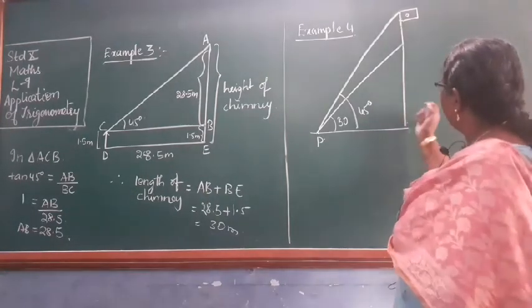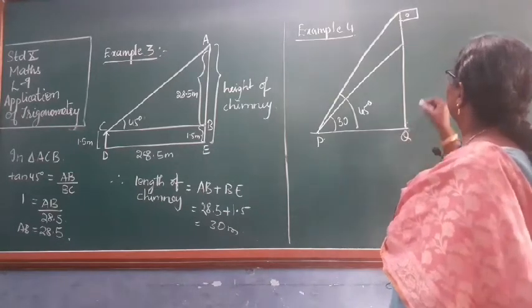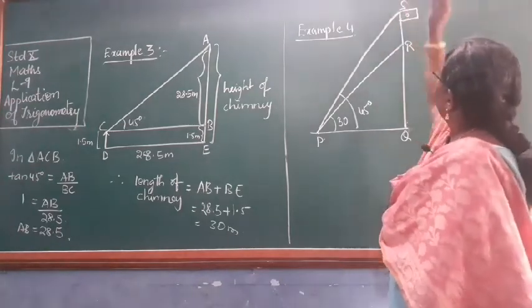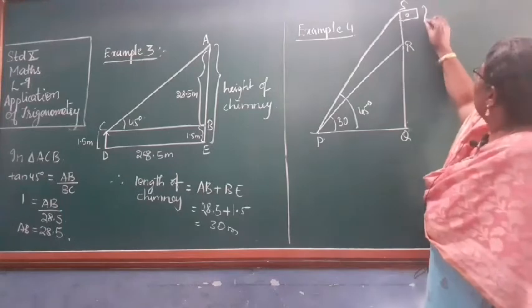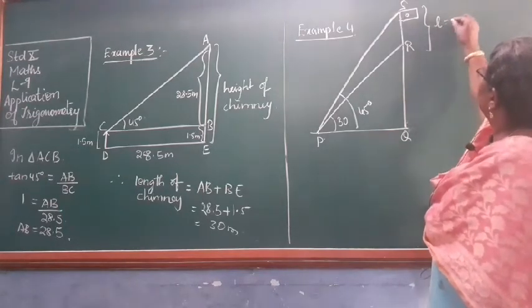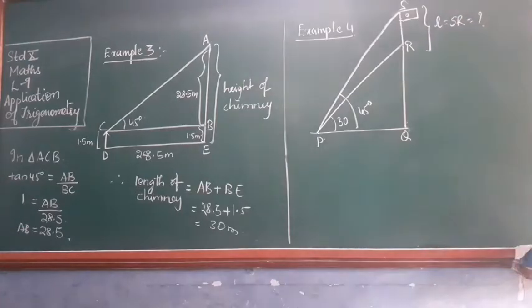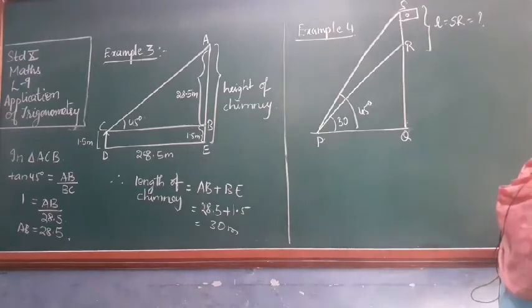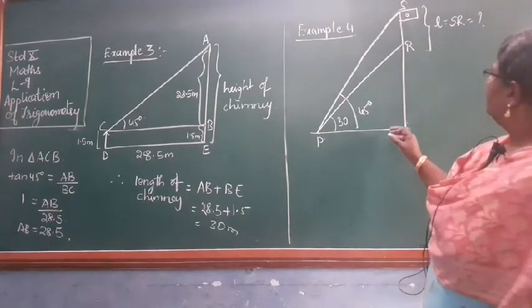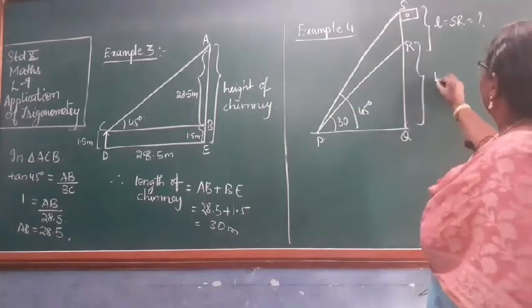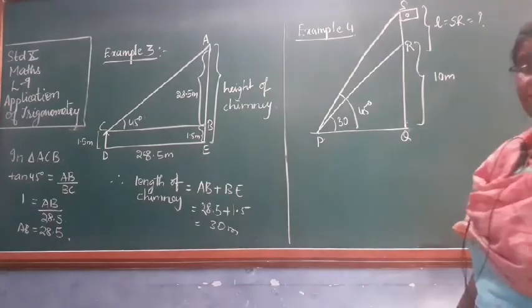So what is the distance of the building from point P? Let me write it as Q. This is R and this is S. Let it be S. You are asked to find what is this length SR. Length of the flagstaff, that is what is asked. Now here again, one more information is given here. The building is 10 meter tall.